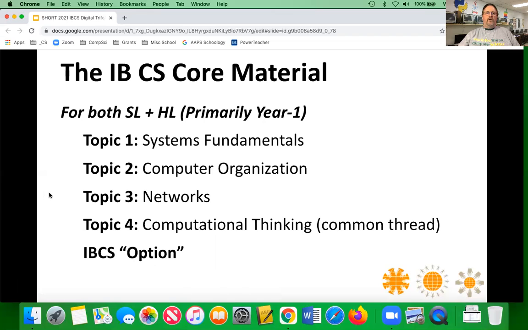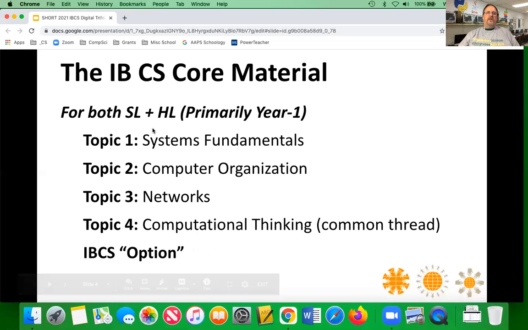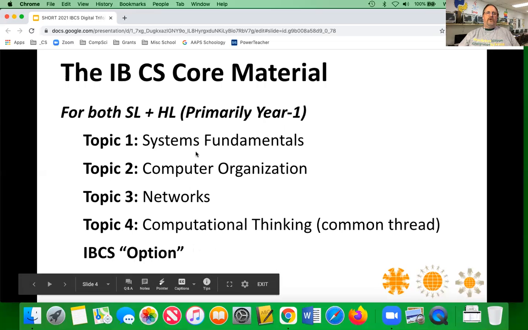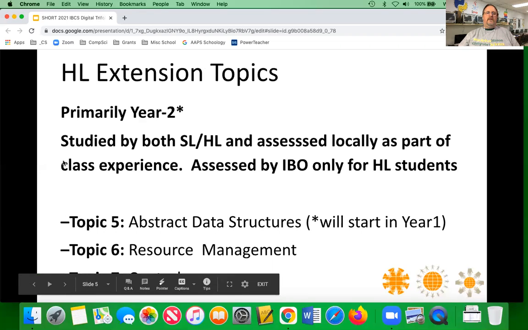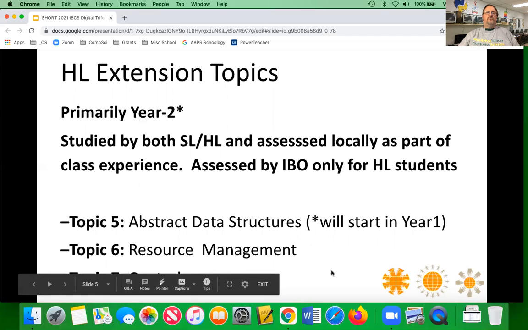The DP core for computer science is this group of four things: system fundamentals, computer organization, networks, and computational thinking, as well as whatever option each school has chosen. We have chosen object-oriented programming. So paper 1 that I just mentioned would be over these 5 things for an SL student, and for an HL student, it would be these 5 plus these additional 3: abstract data structures, resource management, and control.